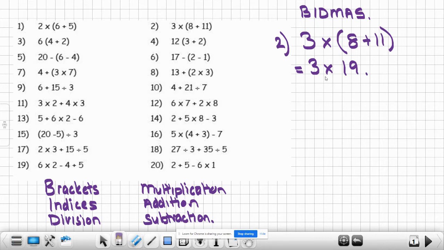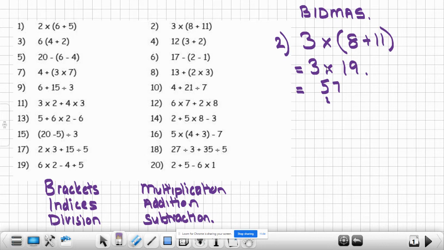I'm going to do the calculations quite quickly, so pause if you need a bit of time to work that out. 3 times 19, 3 nines give me 27, carry the 2. 3 times 1 is 3, which is 30, plus that 2, 57.